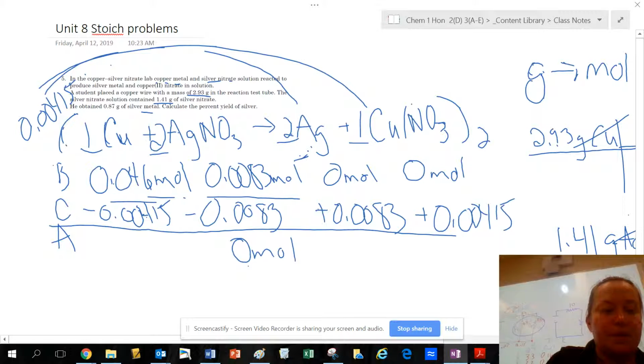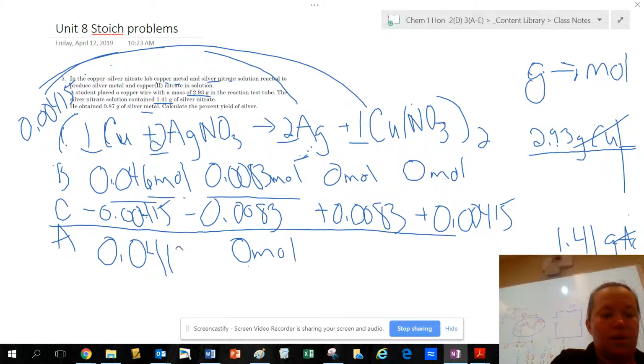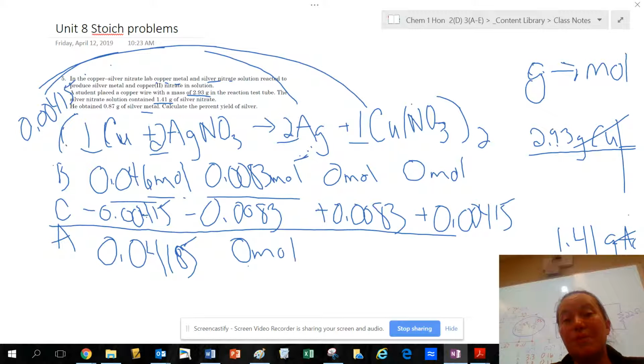So I'm going to do all this arithmetic. 0.046 minus 0.00415 gives me 0.04185 moles left over of copper. So if I were to take my piece of copper out of the solution, I would still have a piece of copper. If you guys remember, we did the nail lab. You had a piece of iron, or that nail, right? We didn't use up all of the nail. There was nail left over.